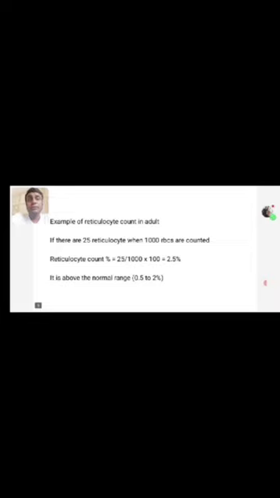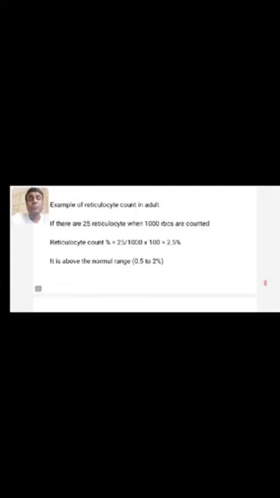The normal reticulocyte percentage in an adult is 0.5 to 2%. For a neonate it is 3 to 6%, so neonates have more immature RBCs. Let us assume an example of reticulocyte count in an adult. If there are 25 reticulocytes within 1000 RBCs counted, then the reticulocyte count would be 2.5%. As I have already mentioned, the normal range is 0.5 to 2%. Here it is 2.5, which is higher.